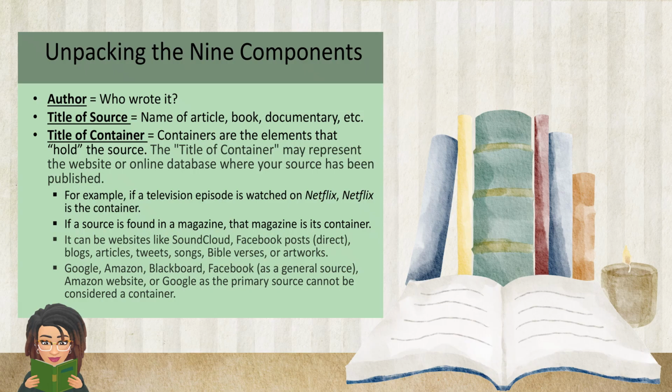So for example, if a television episode is watched on Netflix, then Netflix is the container. If a source is found in a magazine, that magazine is its container. So we have the title of the magazine article, and then the container would be the title of the magazine.